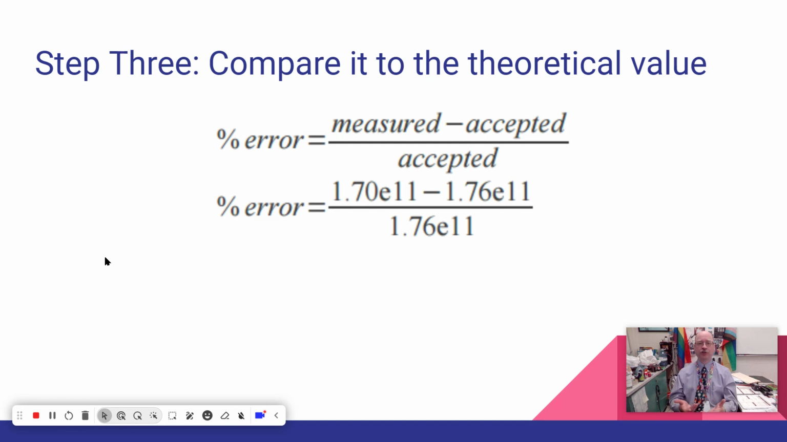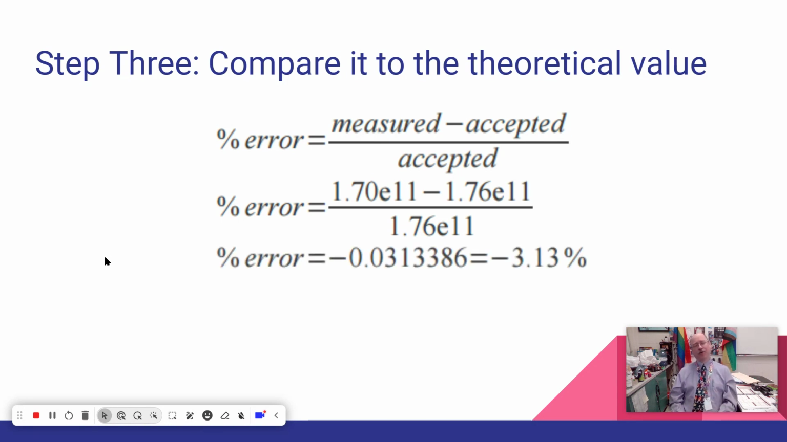Because we have our measured value, the 1.70 times 10 to the 11 there, that's from the question that we just did. And the 1.76 times 10 to the 11 is the accepted value I get for Q divided by M if I use the values of an electron from the data sheet. And I can do that for protons or alpha particles or whatever I want also. But here, J.J. Thomson, cathode ray tube experiment, we're whizzing around the electrons. So I'd go through this calculation and I would find out that I was only under by about 3.13%. Good for us, good experimental results.